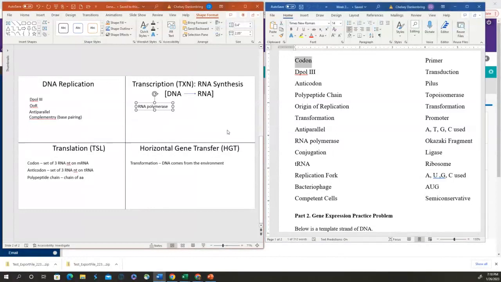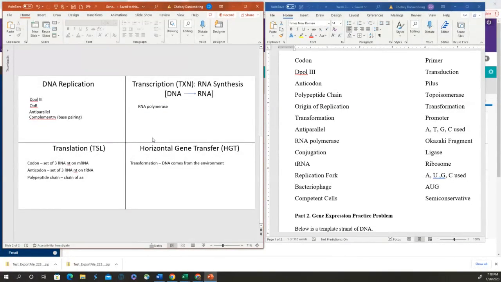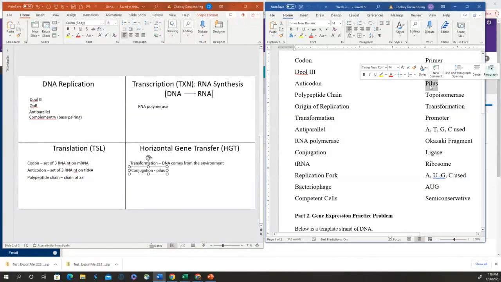All right, conjugation, where does that go? Good, horizontal gene transfer. And which cell structure is associated with conjugation? This was on your week one activity Venn diagram. Which structure is associated with conjugation? The pilus. That's over here on the word list. So we're going to go ahead and cross that one off.